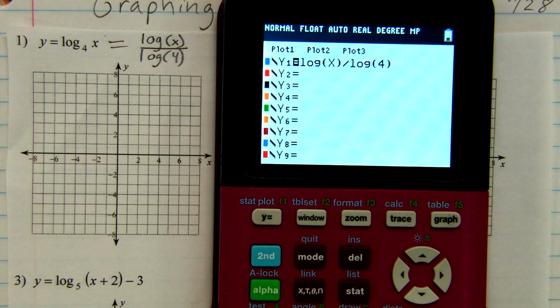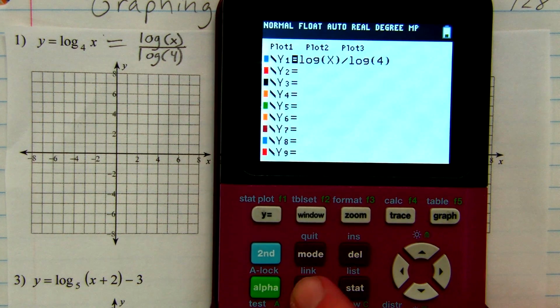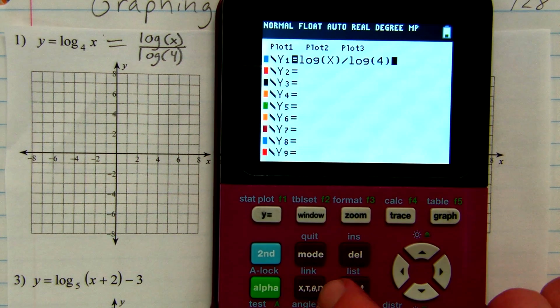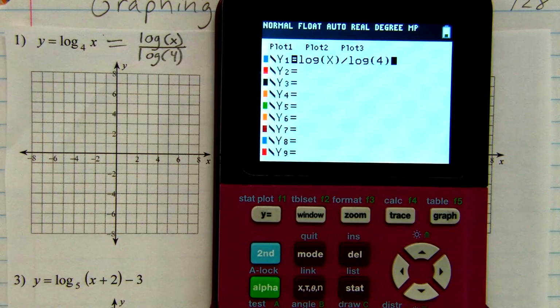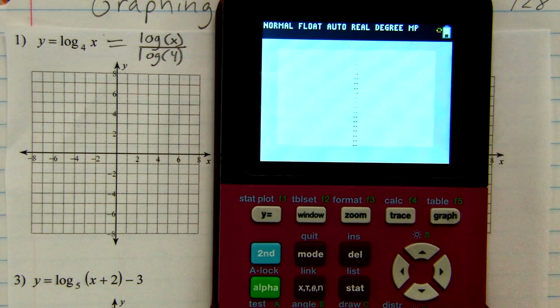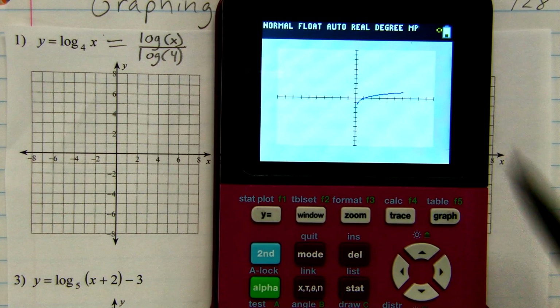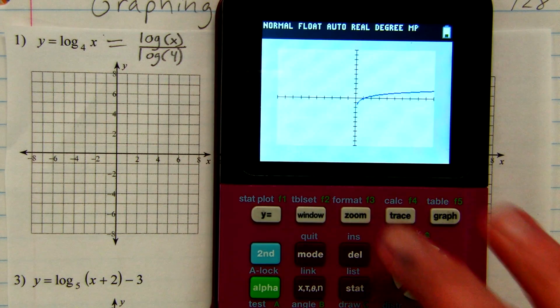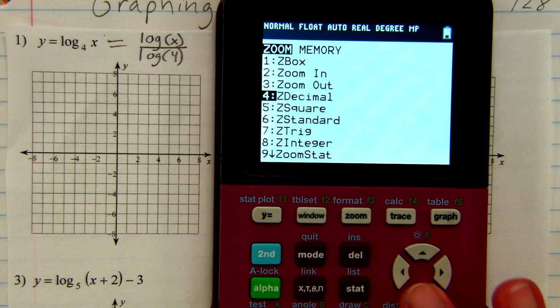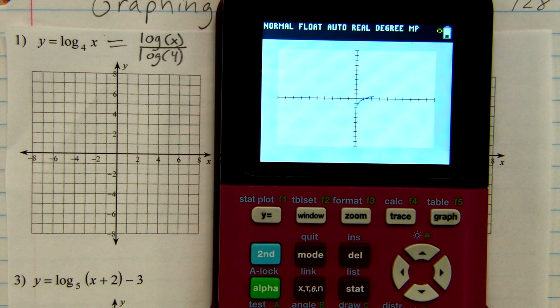I forgot where the x key was. It's this one right here, the one that has X, T, theta, n. And this will be what it looks like when you type it in. And then if your window is already set up to a standard window, you could just push the graph key. And mine is, and so you can see it looks like this. If you are not on a standard window, you could use zoom number 6. That gives you a standard window.